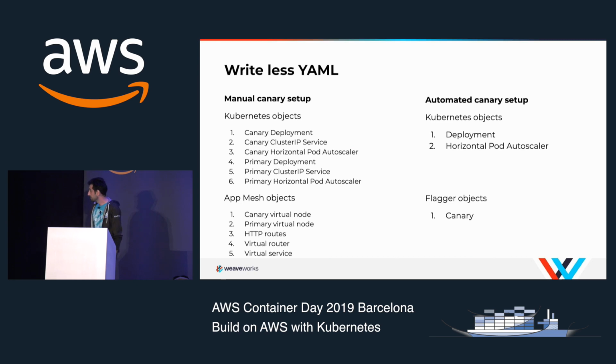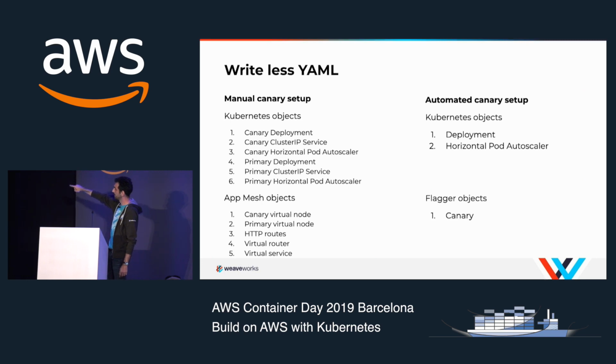With Flagger, what you have to do is create your deployment, your horizontal pod autoscaler, and this canary object. Based on this canary object, Flagger will create everything else. That's why you can migrate from one service mesh to another, because you don't create all these service mesh objects.